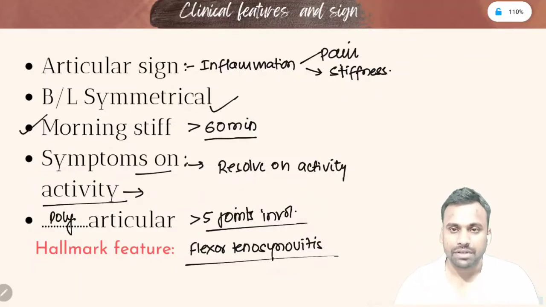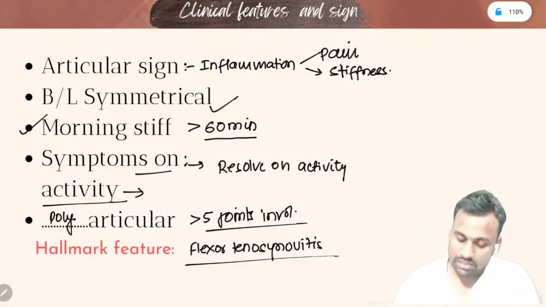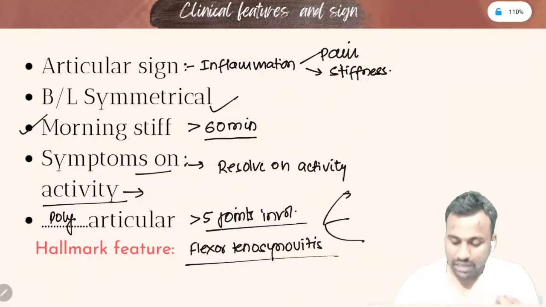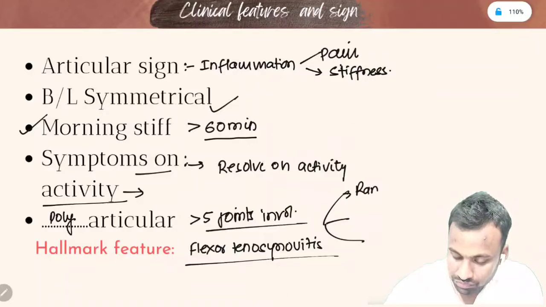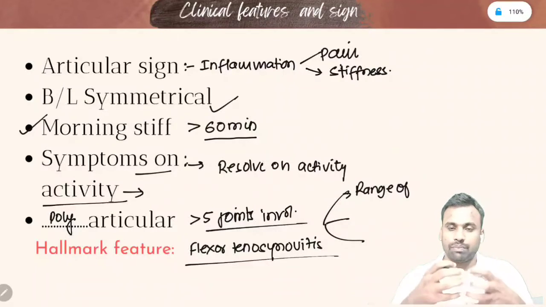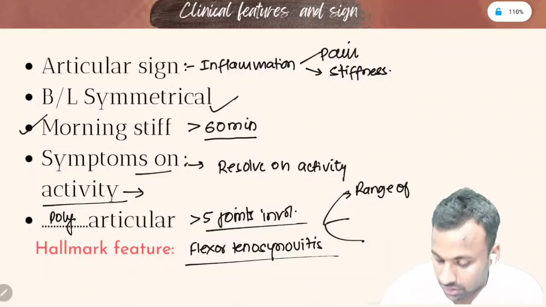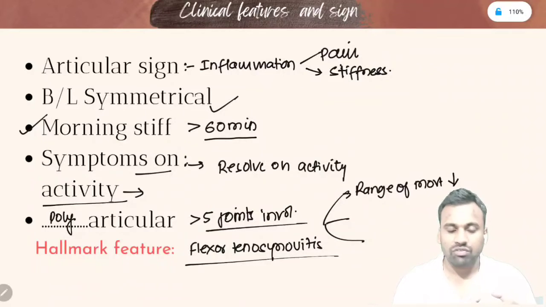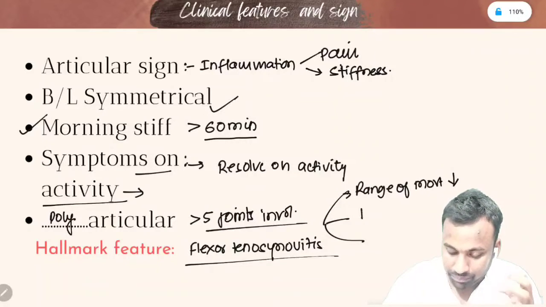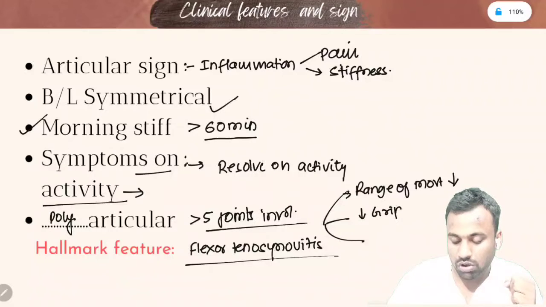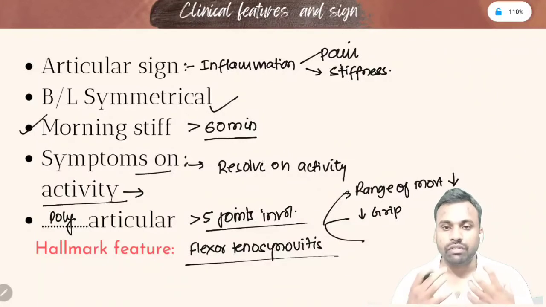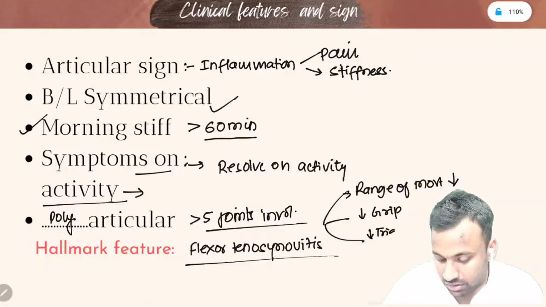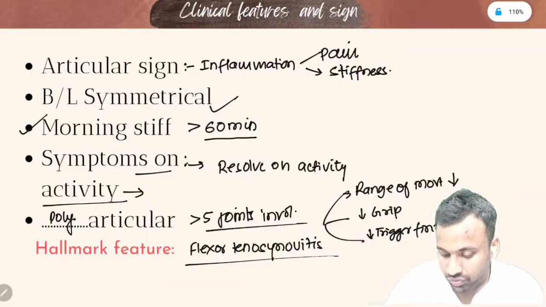The patient may present with flexor tenosynovitis, which means the patient mainly has three problems. The range of movement can be decreased, and after some time the grip of the patient is also decreased, and there is also triggering of the finger, trigger finger.